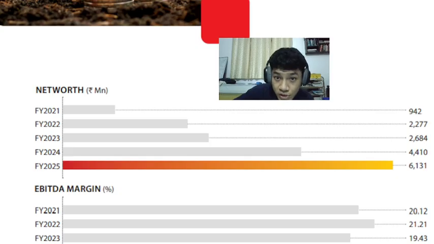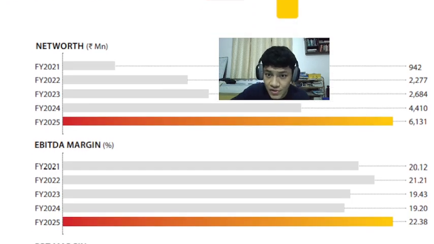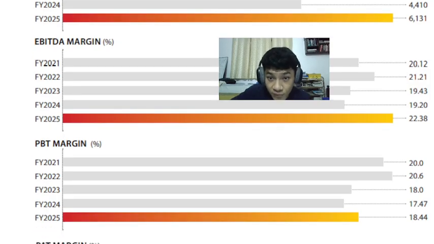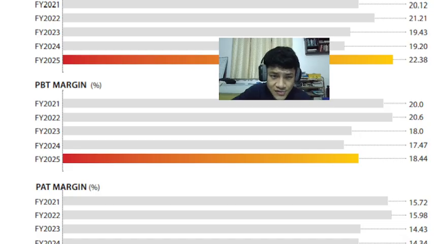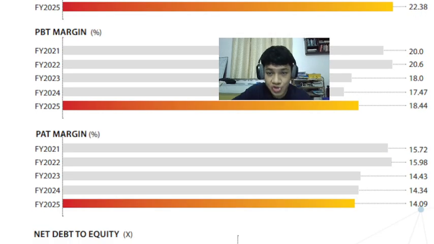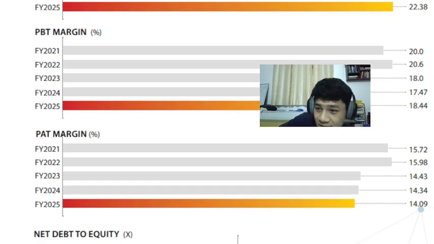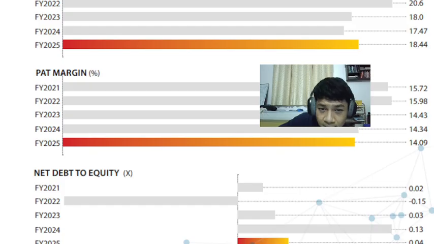Then net worth, assets minus liabilities, increased sharply. EBITDA margin, consistent 20%, 22% EBITDA margin or operating profit margin. Profit before tax margin, a slight decline from 20% to 18%, but consistent at least over the last 3 years. Profit after tax margin, okay, 15%, 14%. A slight decrease in profit after tax margin from 2023 to 2025.